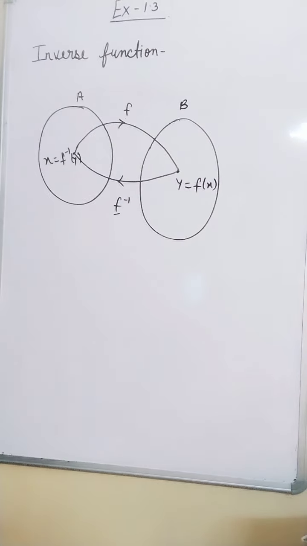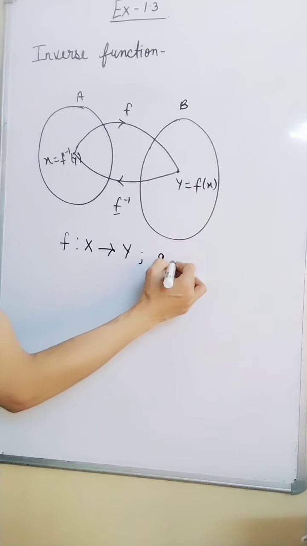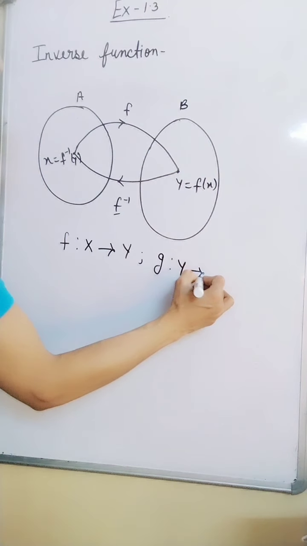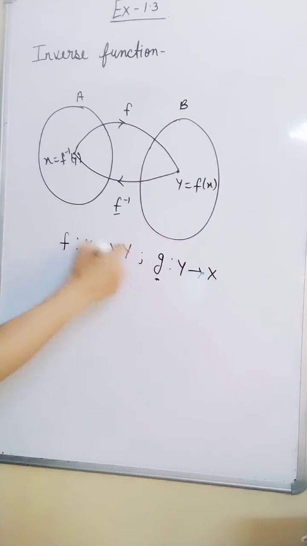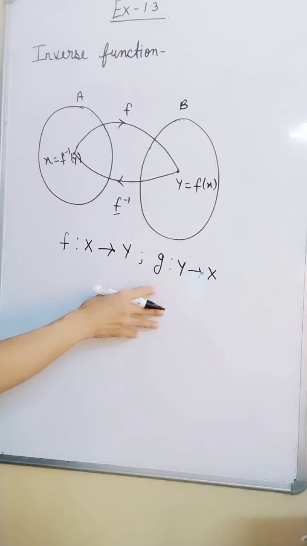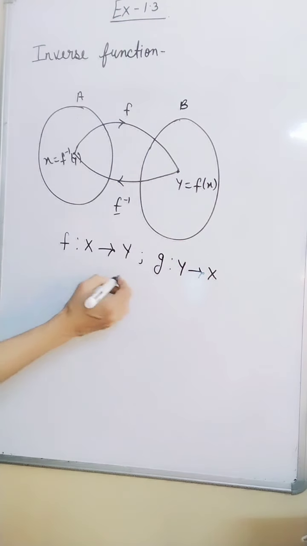So if there is a function f from X to Y, and g is a function defined from Y to X, then this function g is said to be the inverse of this function f if and only if this function is one-one and onto. If the function is one-one and onto, then this is known as the inverse of this, and it is denoted by f inverse.